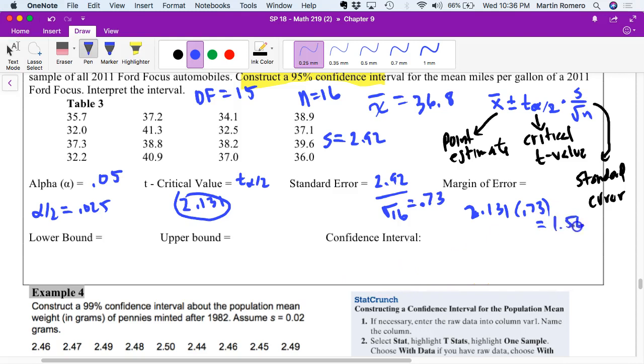There you go, 1.56. So your lower bound is going to be 36.8 minus 1.56, and the upper bound is going to be 36.8 plus 1.56. Your confidence interval is going to be from those two values. You would end up adding and subtracting those values here. Your lower bound should be 35.24. Or let me calculate those again.